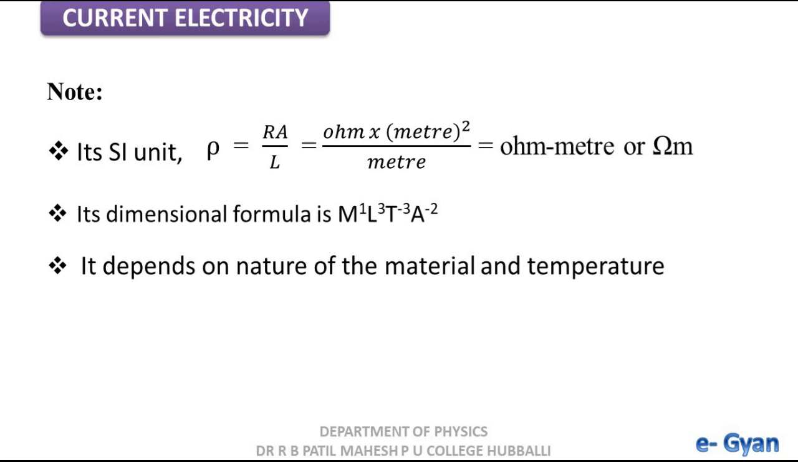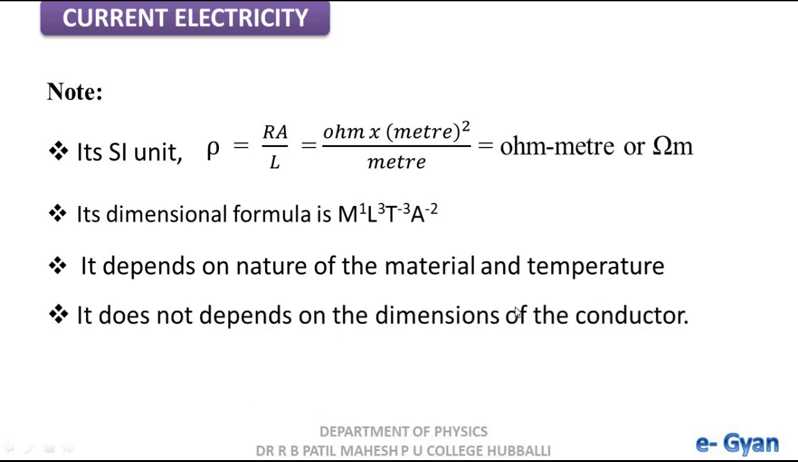The material which has low resistivity is called a conductor, and the material which has high resistivity is called an insulator. And it also depends upon temperature. In conductors, if temperature increases, resistivity of the material increases. In semiconductors, if temperature increases, resistivity of the semiconductor decreases. Hence, by this, we can conclude that it depends upon the temperature of the material.